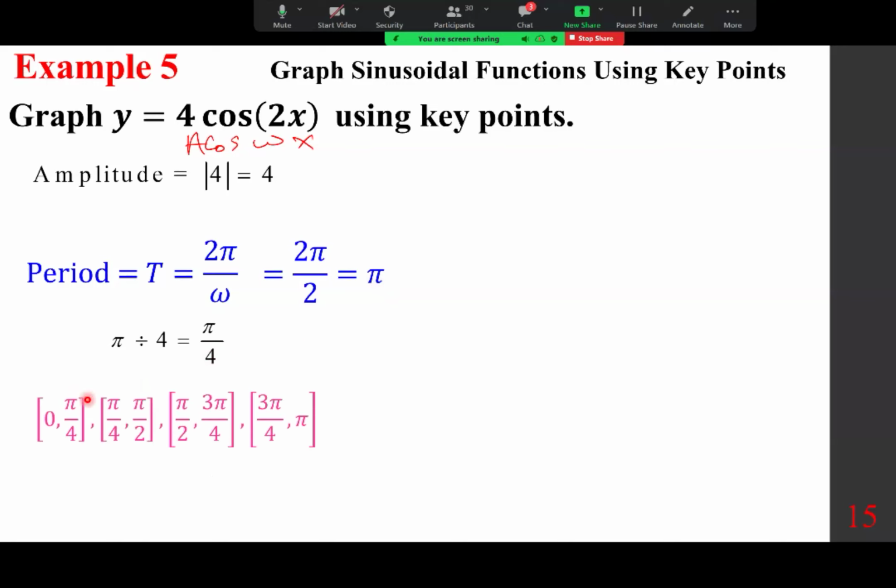So first, pay attention to the first one, everybody, just the first one, 0 to pi over 4. And then keep on adding this number. So this would be the beginning for the next subinterval. Add pi over 4, you get pi over 2. This would be the beginning of the next subinterval. Add pi over 4, you get 3 pi over 4. So this would be the beginning of the next subinterval. This is the last one.